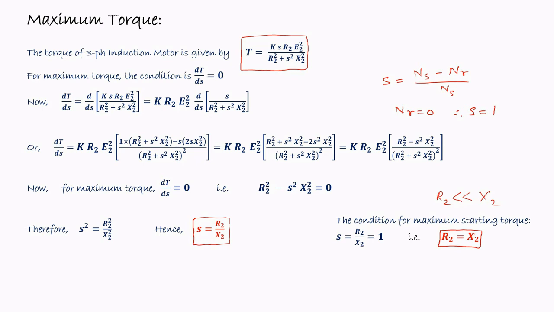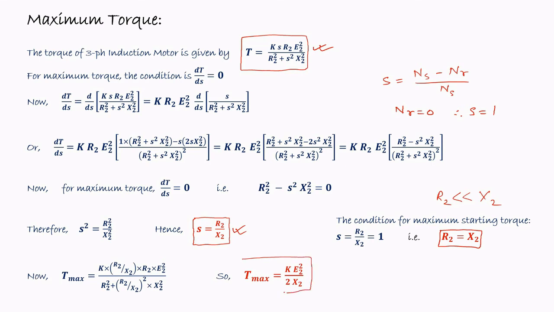Now, the value of the maximum torque. This is the general torque equation that we have already discussed, and this is the condition for the maximum torque. That is, the value of slip should be equal to R2 upon X2. So if we put the value of S in this torque equation, it will give us the value of the maximum torque. So here we put the value of S in the torque equation. After simplification, we will get the value of the maximum torque.